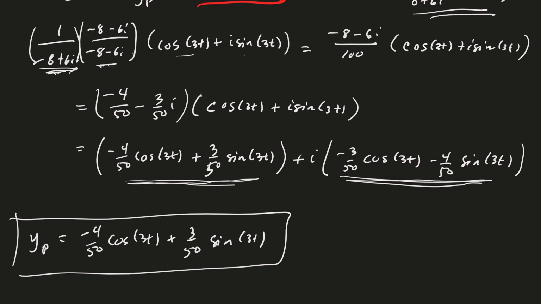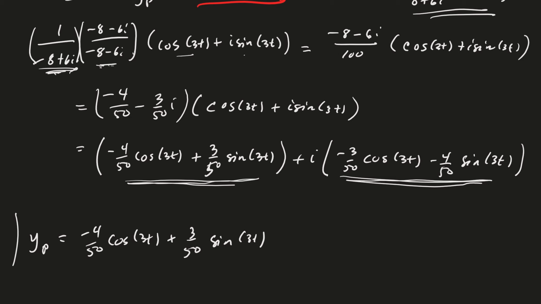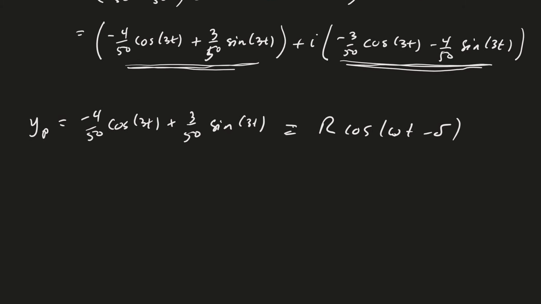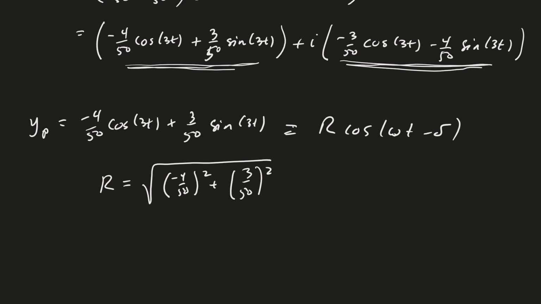Hey, before we finish this, remember that we can write this as r cosine of omega t minus delta, right? So can we go ahead and rewrite that? Do you remember what the r and the delta was? R is the square root of minus 4 over 50 squared plus 3 over 50 squared, right? And then the delta is the argument of minus 4 over 50 plus 3 over 50 i, if you want to think about it that way.